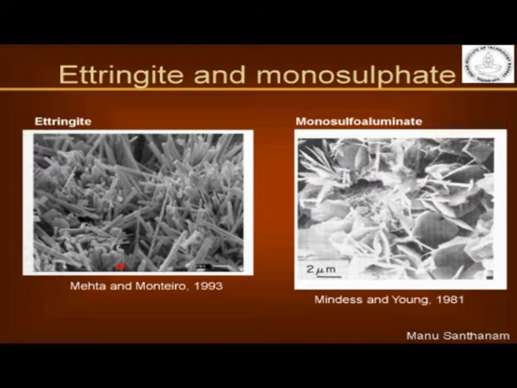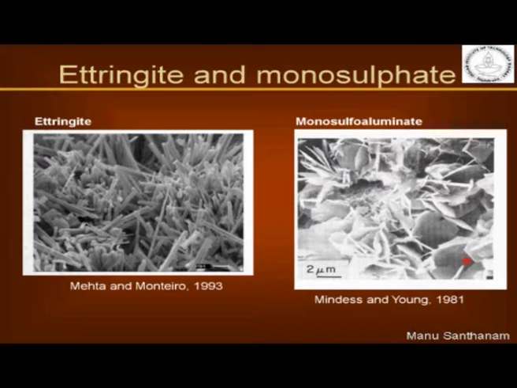It forms in different types of shapes and sizes depending upon the conditions that are prevalent within your concrete. Some forms of ettringite are expansive, some are not expansive. The needle form is especially expansive, and that is what we are worried about. When it forms in hardened concrete, it can lead to expansion and cracking of the concrete.